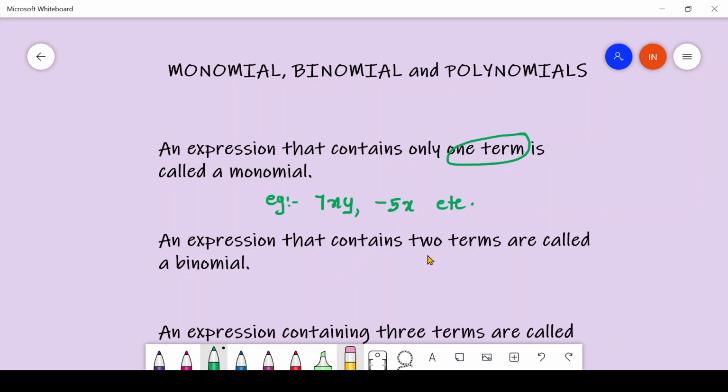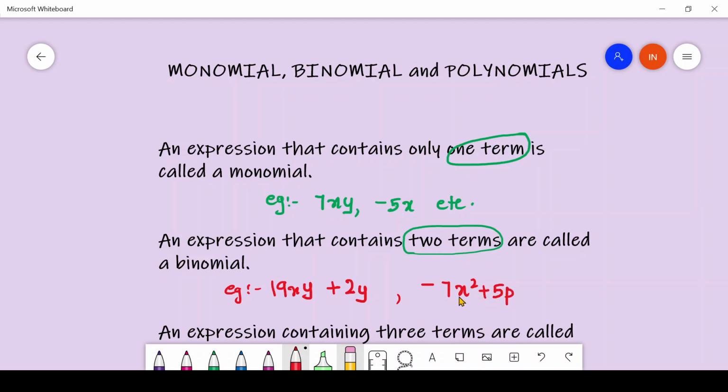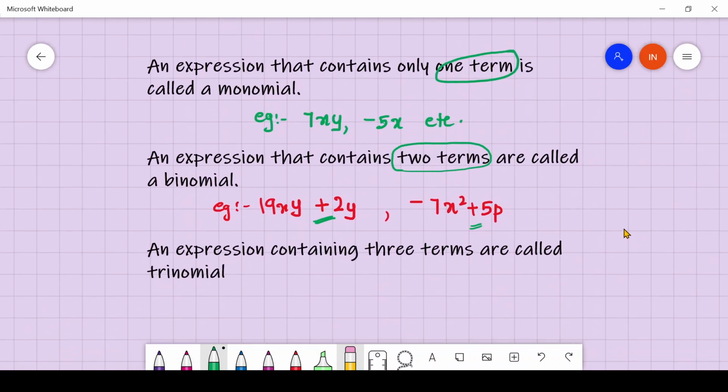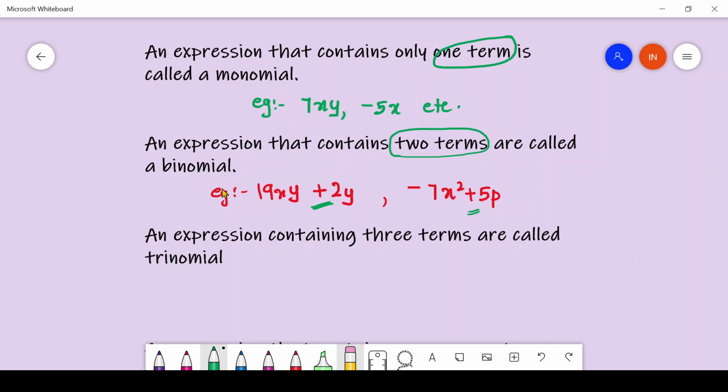Let us see what a binomial is. Here there will be two terms, right? Yes, very good. As an example, 19xy plus 2y. Another one, negative 7x square plus 5p. All these are examples because they have two terms. As we know, the terms are separated with a plus or negative sign, right? Here, in our example, both are separated with a positive sign.